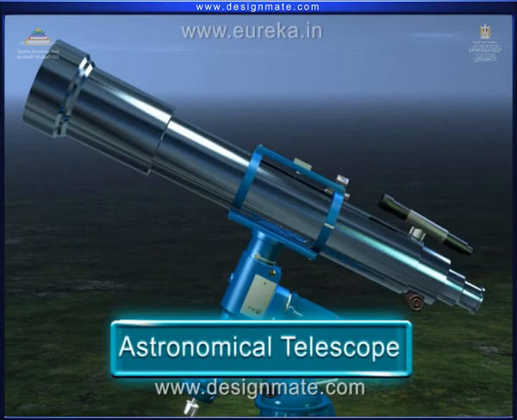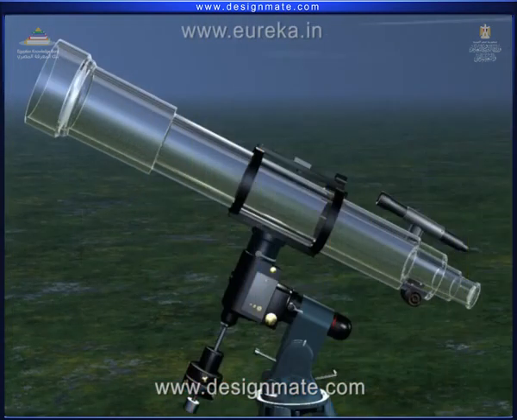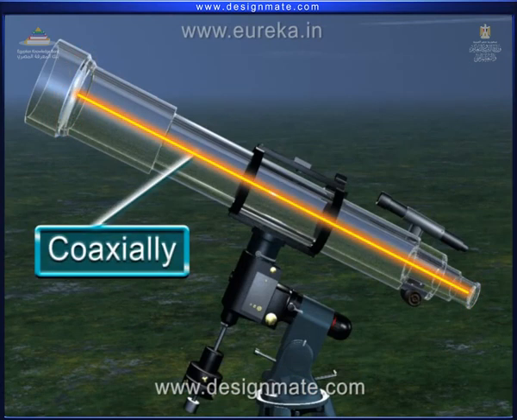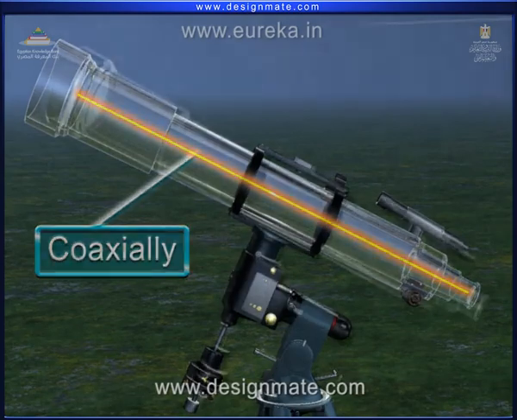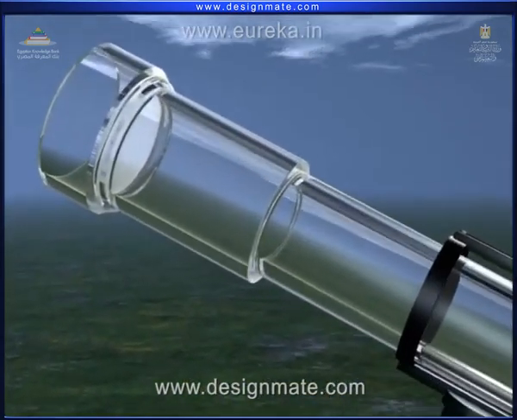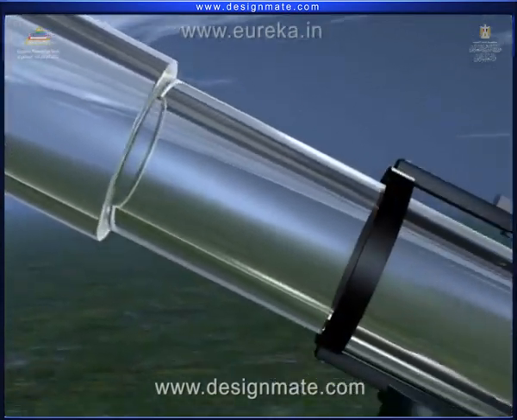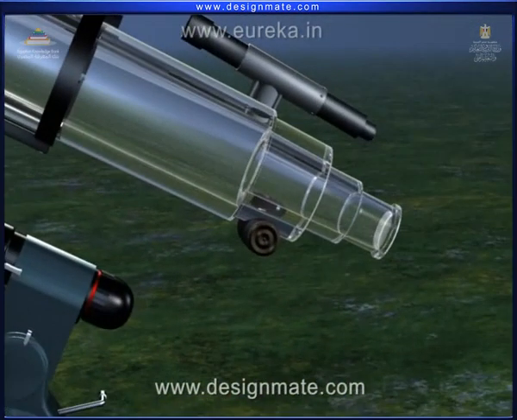Astronomical telescope. An astronomical telescope consists of two convex lens systems mounted coaxially. The lens system facing an object is called objective, and the other lens system facing the eye is called eyepiece.